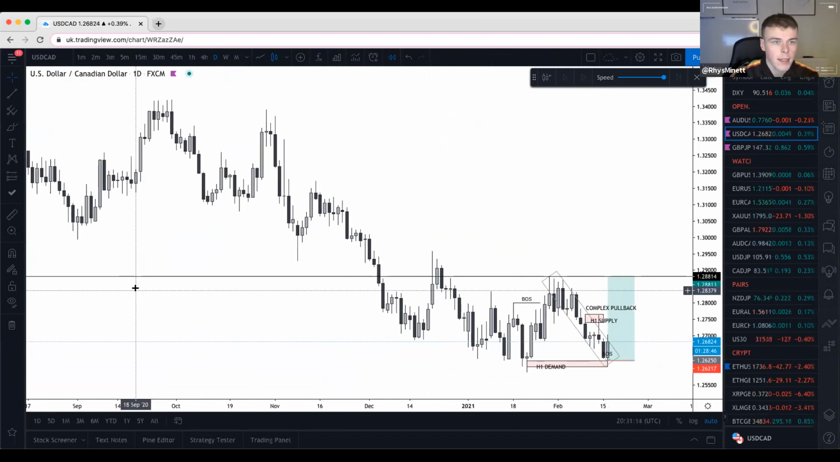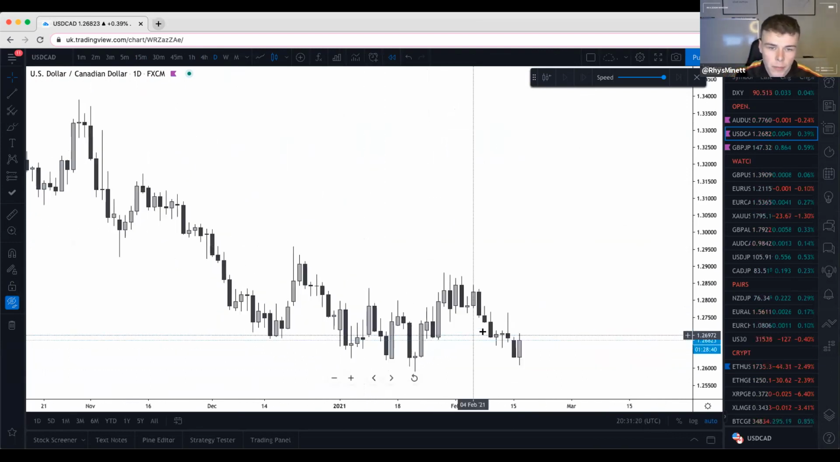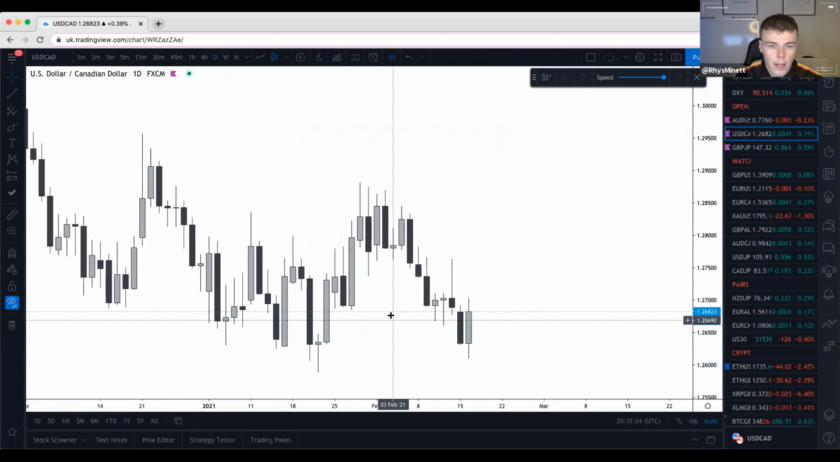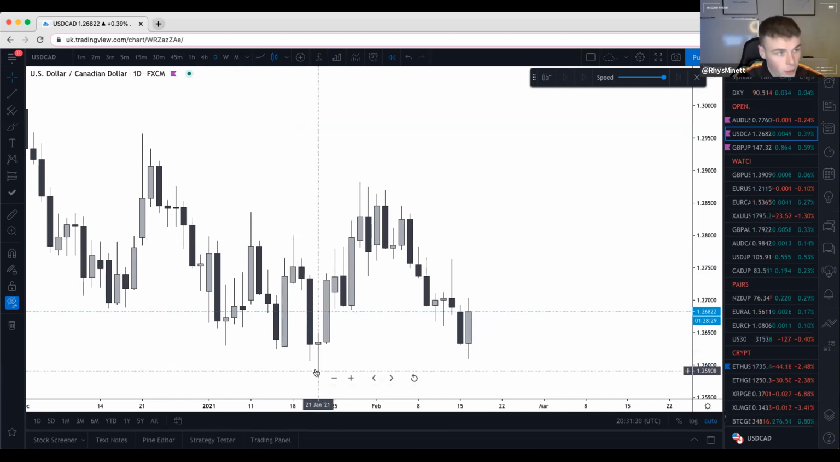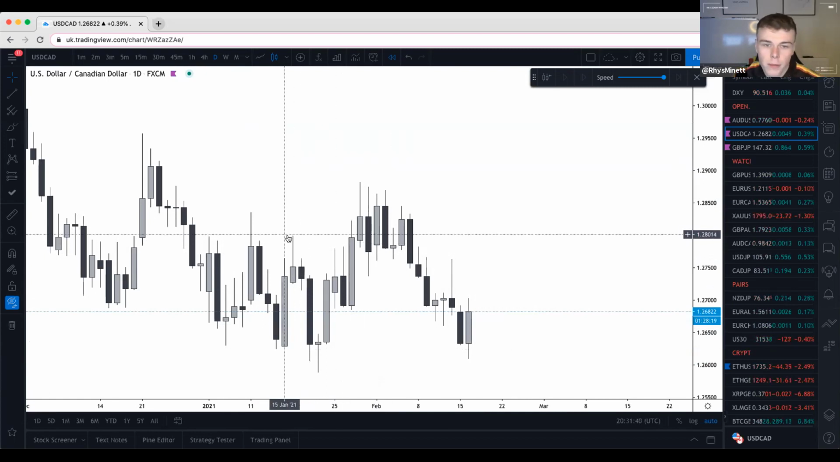So USD CAD, you can see this has been pushing down for a long time. And let's identify what we're doing again. Lower low, lower high, lower low, lower high, lower low. Price has broken structure. We've broken above this lower high. We've broken above that.